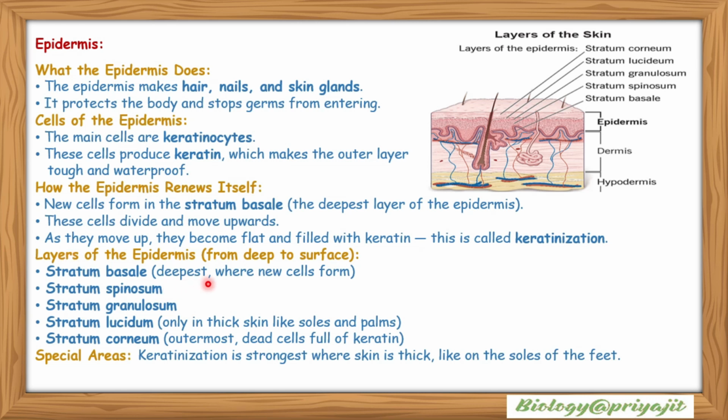Layers of the epidermis from deep to surface. Stratum basale is the deepest, where new cells form. Then the stratum spinosum, the stratum granulosum, the stratum lucidum, and ultimately the stratum corneum, which is the outermost layer, made of dead cells full of keratin. Special areas: keratinization is strongest where skin is thick, like on the soles of the feet.